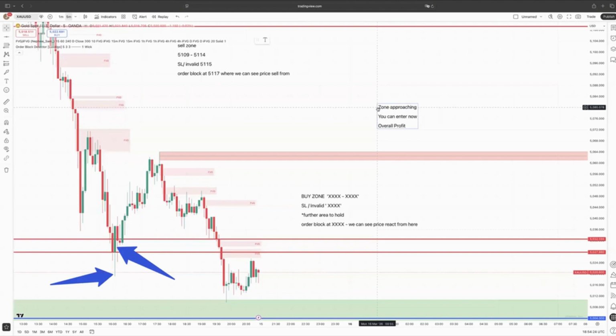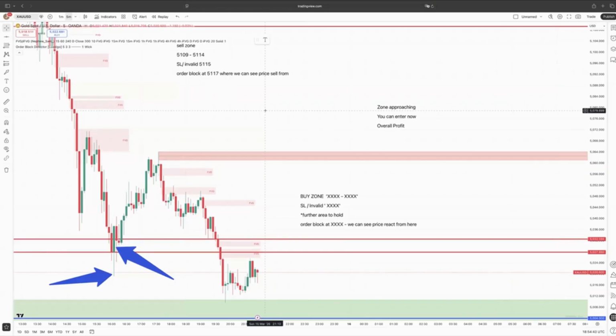Now, in regards to the targets, you can hold the trade until you are comfortable. You take profit when you are comfortable. Very, very important. So you then enter when you can, and close profit when you're happy.